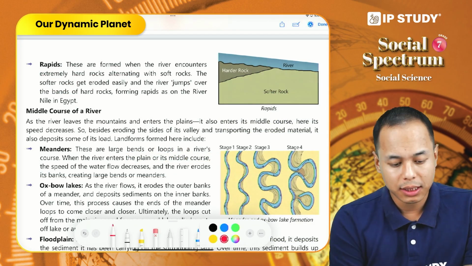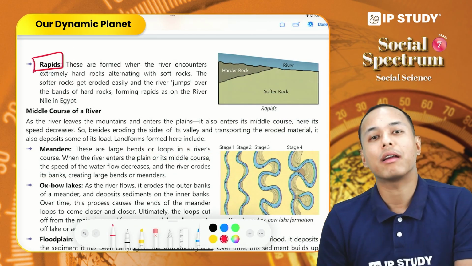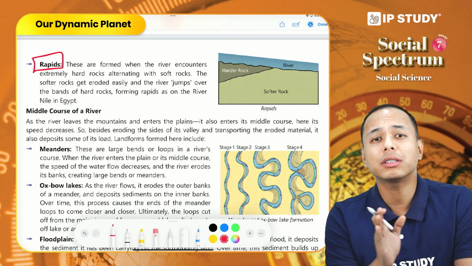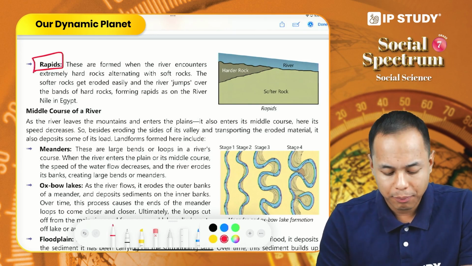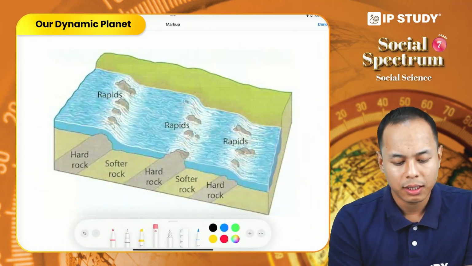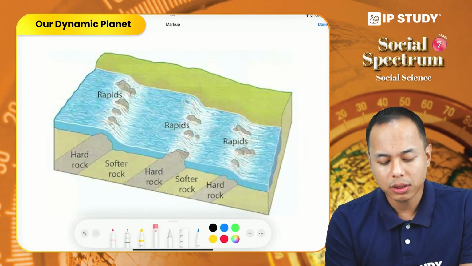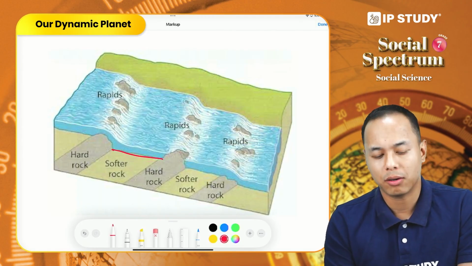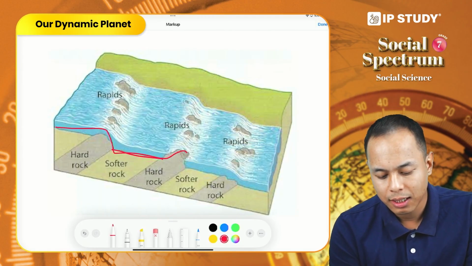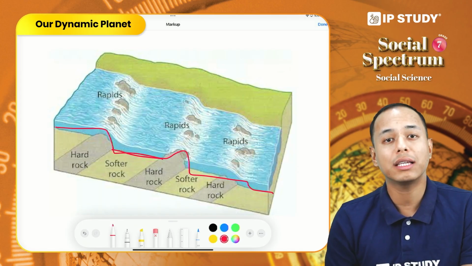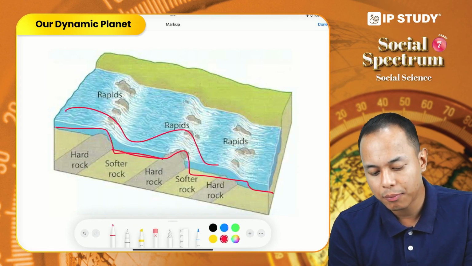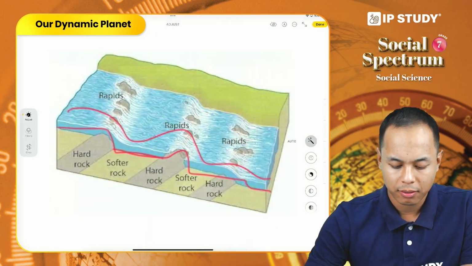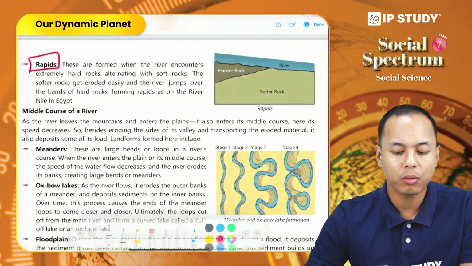So now let us discuss rapids. So what are rapids? When there are alternating bands of hard rocks and soft rocks, what happens? The river erodes the softer rocks at a greater speed than the harder rock. As a result, a steps-like landform is created. So thus this leads to the tumbling of the river. This is called a rapid, and it is mostly found in the upper course of the river.